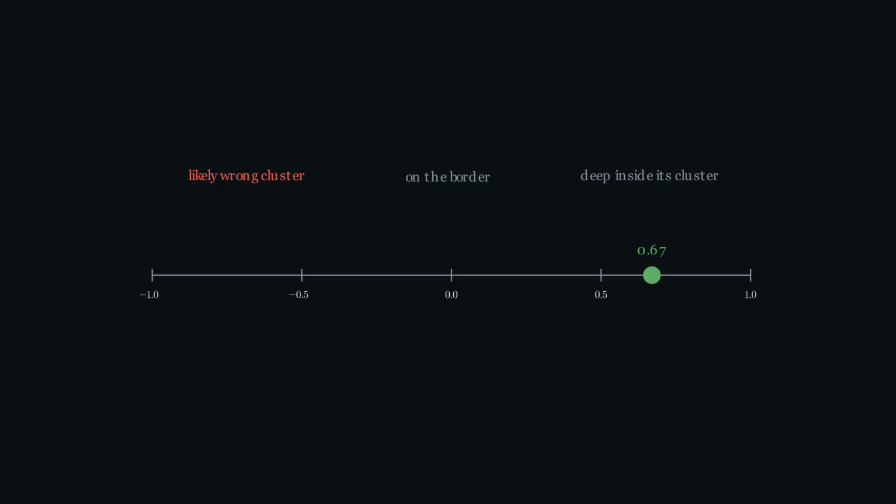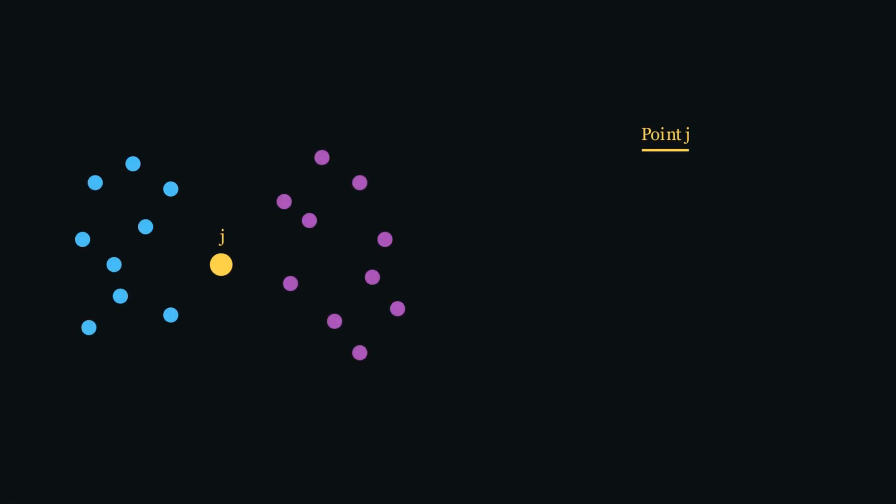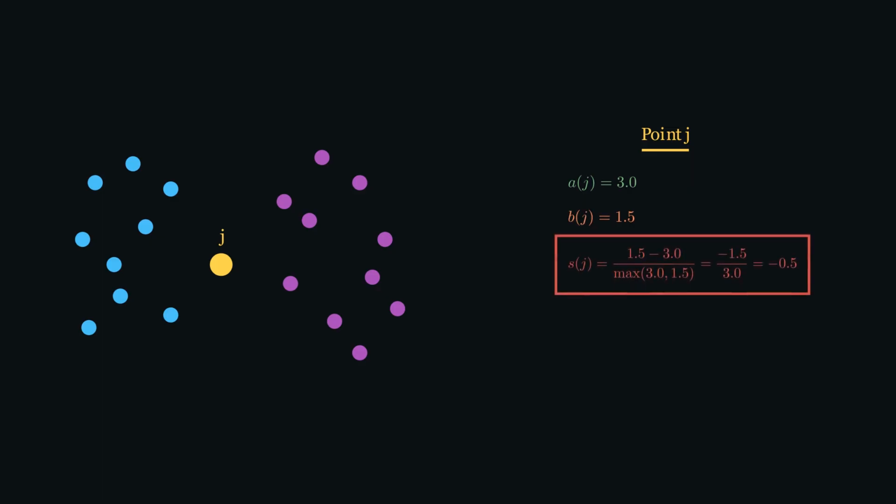Now let's check a trickier point, point J, that sits near the edge of cluster A but close to cluster B. Suppose its average distance to its own cluster, a of J, is 3.0, while its distance to cluster B, b of J, is only 1.5. The silhouette value is 1.5 minus 3.0 divided by 3.0, which is -0.5. A negative score like this warns us that point J might actually belong in cluster B instead.